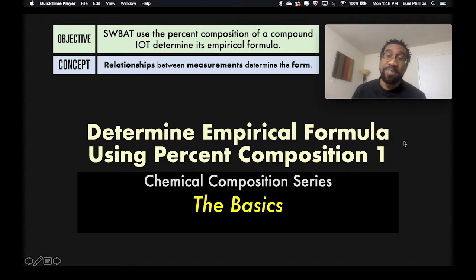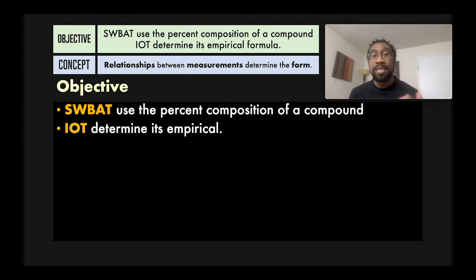All right, let's go ahead and get started on how to determine the empirical formula using percent composition, part 1. This is part of the chemical composition series, and so we're just going to cover the basics in this first part. All right. So our objective, we're going to use the percent composition of a compound in order to determine its empirical formula. Pretty straightforward.